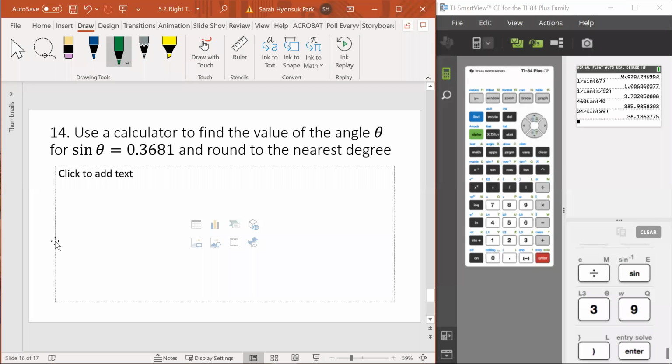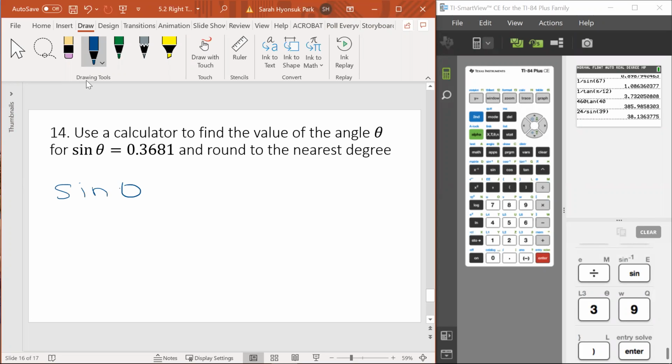So far we've found missing sides, but you can also find missing angles with just the output given. So here we have sine of theta is equal to 0.3681. It says to round to the nearest degree. That means we have to make sure we're in degree mode, and I think we already are. Yep.